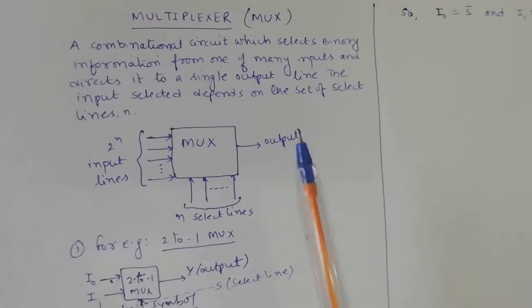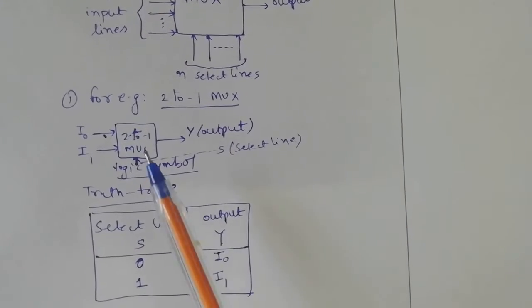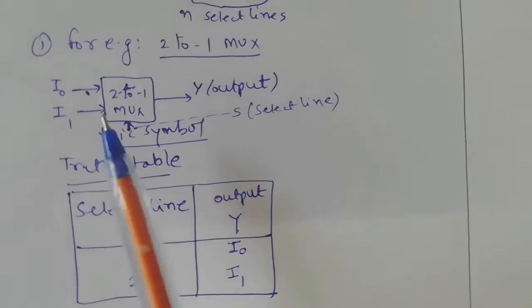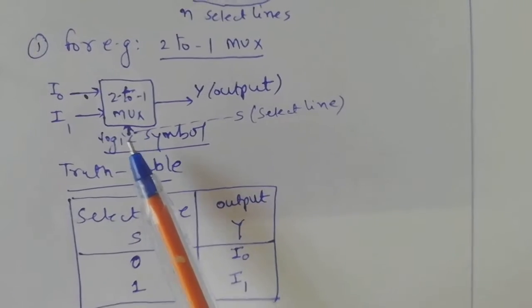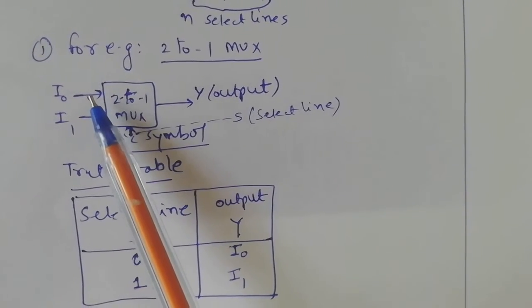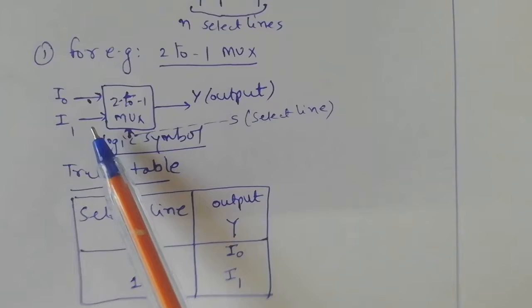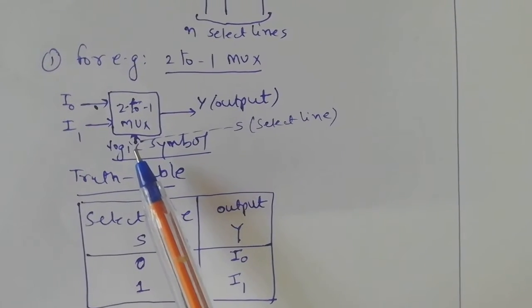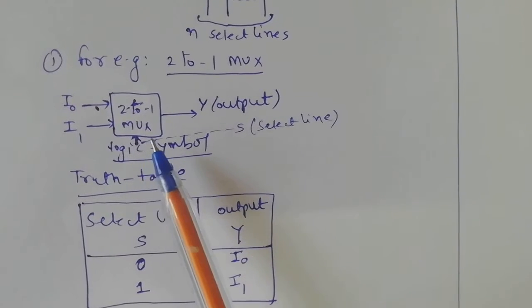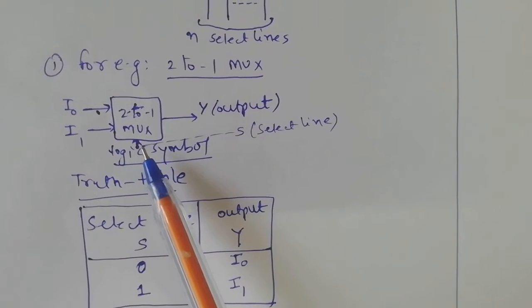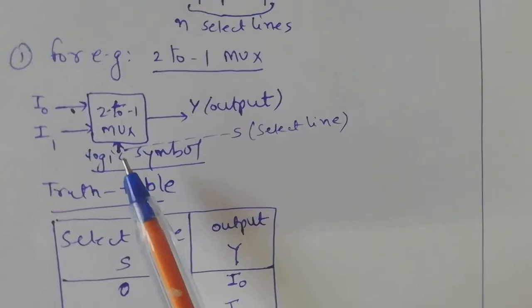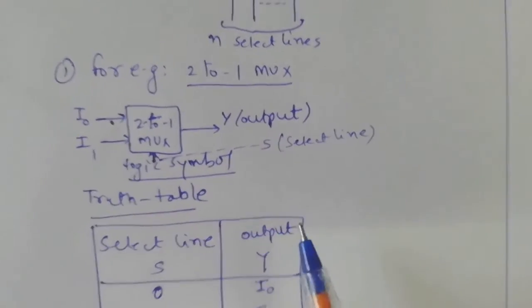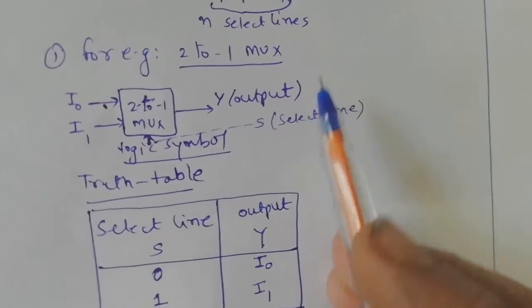Now let us take an example of a 2 to 1 multiplexer. Here you can see the logic symbol, in which there are two inputs, I0 and I1. Earlier I had forgotten to mention that the small arrow is the select line S.